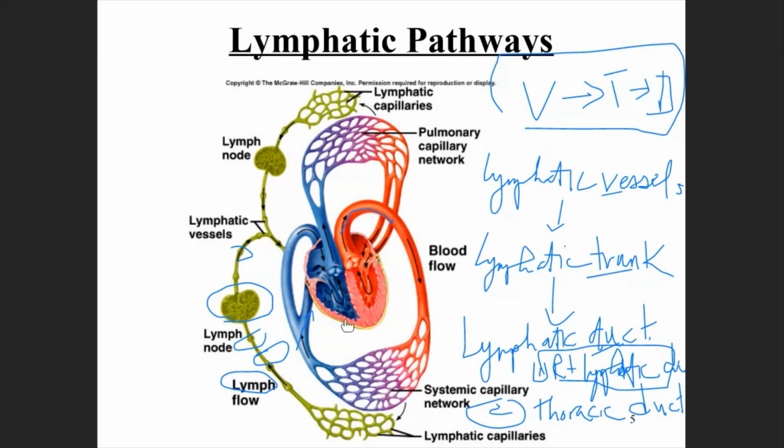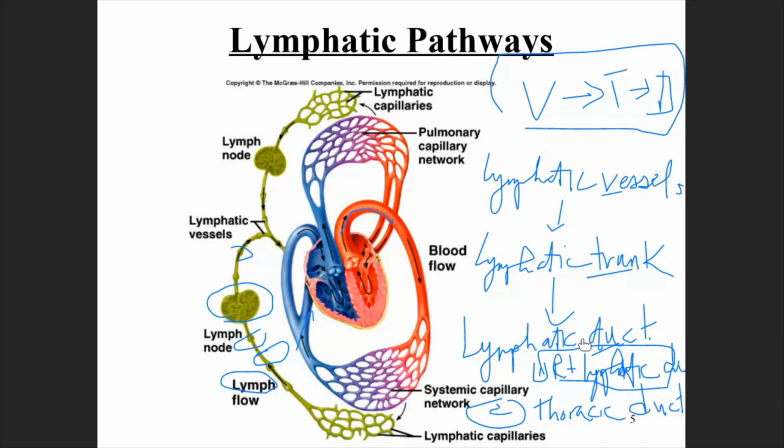They're kind of similarly placed. The drainage, however, is different between these two ducts, right? The right lymphatic duct takes drainage from the right side of your head, the right arm, and the upper right torso, all goes into the right lymphatic duct.